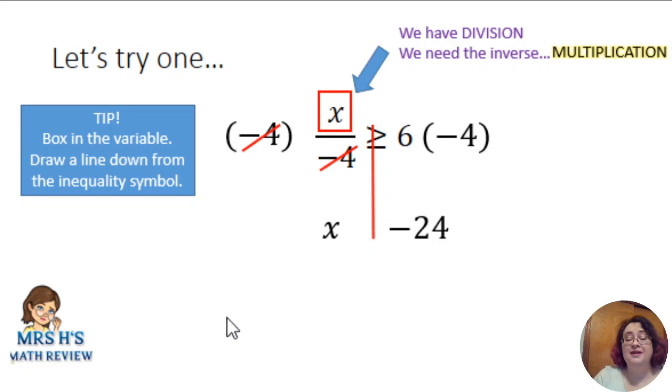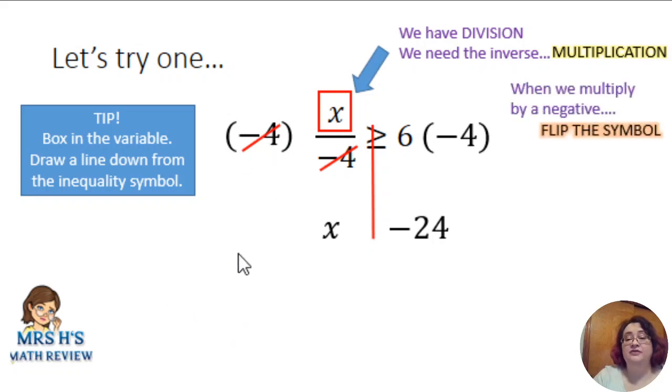Now I multiplied by a negative. So when we multiply by a negative, we have to remember to flip the symbol. So instead of pointing towards 6, it will point towards x. So my open end here was beside x. Now my open end is beside my -24 because I wanted to flip that symbol around after multiplying by a negative. So x is less than or equal to -24 as our answer.